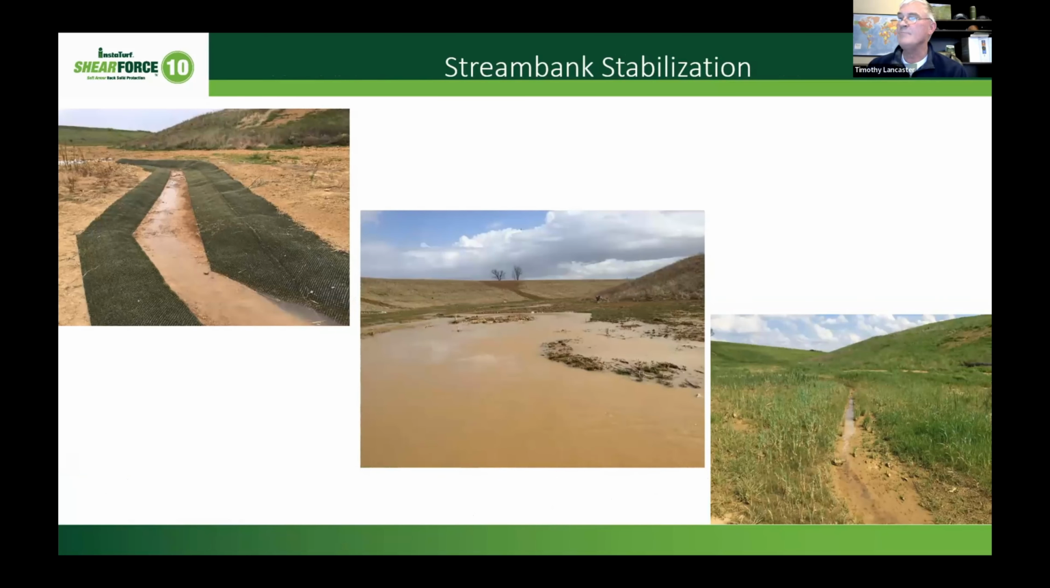Stream bank stabilization's another good application for the product. This is a stream bank that we did kind of early on as well on a Peabody coal mine site, in a situation where it was going in late October, so they knew it'd be the following spring before they got good vegetation growth. So they were looking for something to armor the banks and really kind of hold them in place until vegetation could take hold the following spring.